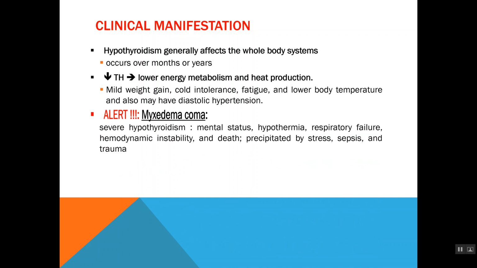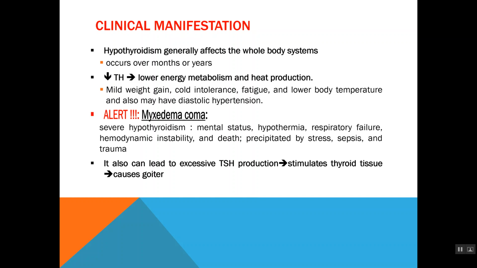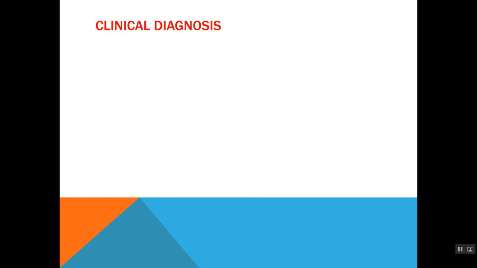Myxedema coma. When the patient experiences symptoms like mental status change, hypothermia, respiratory failure, and hemodynamic instability that could cause death, which can be precipitated by stress, sepsis, and trauma. When a patient experiences severe hypothyroidism, it requires immediate attention for treatment. It can also lead to excessive TSH production, which can stimulate thyroid tissue and cause goiter.